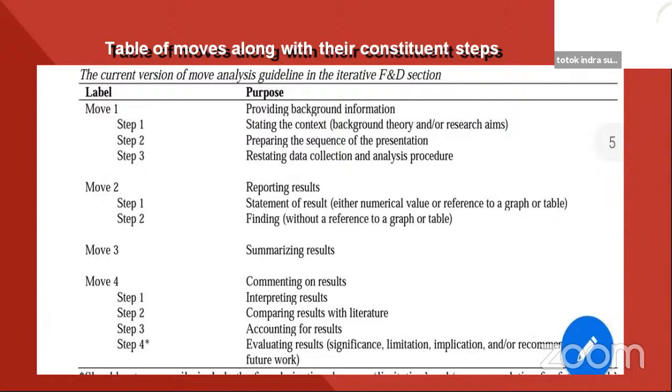So this guideline is going to be used by the researcher to analyze 113 research articles, to see whether all those articles have already used move one, move two, move three, and move four. Or maybe just some of them only use move one and move two, or maybe just some of them only use three moves, and so on. They are going to be analyzed using this kind of guideline. Okay. This is my overview.